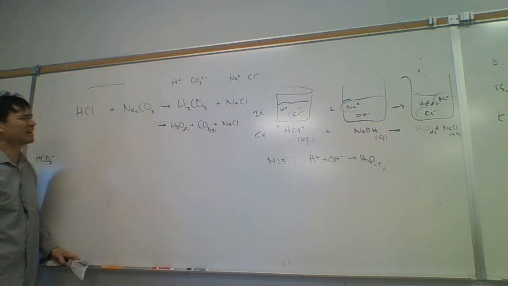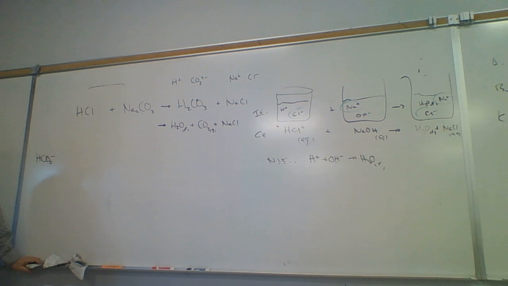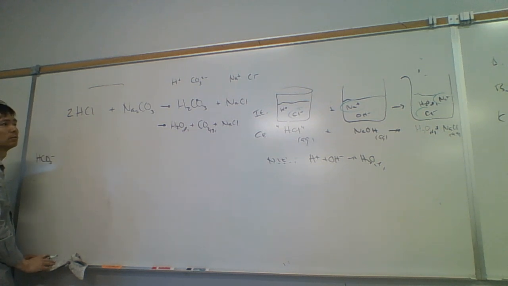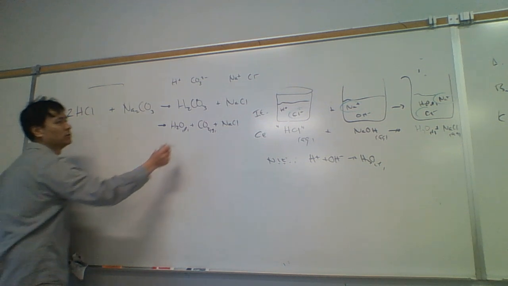But how many carbonic acids do we have? Well, we have to balance this. So the next step is to balance it. How would you balance this one? 2 HCl. Yeah, 2 NaCl.